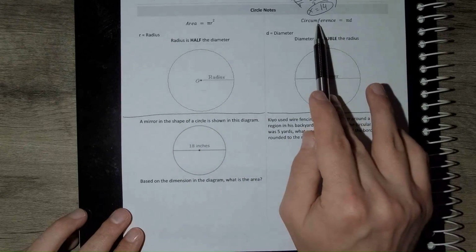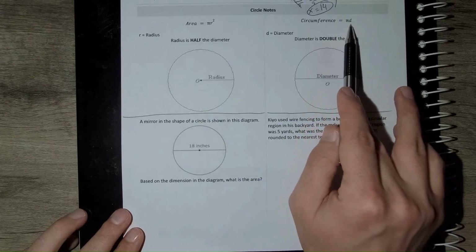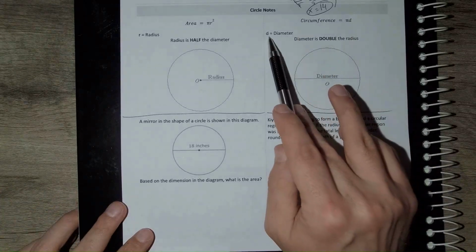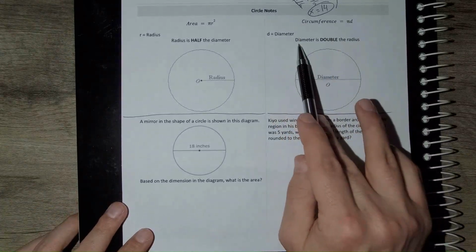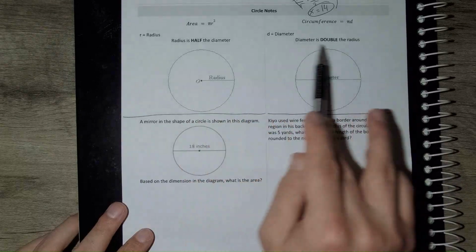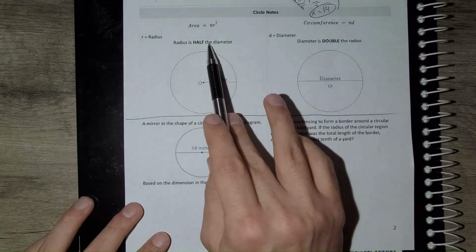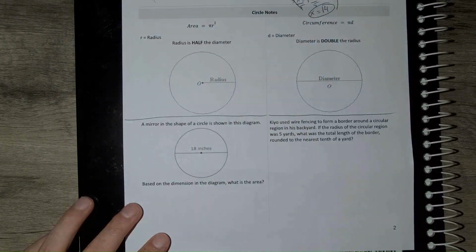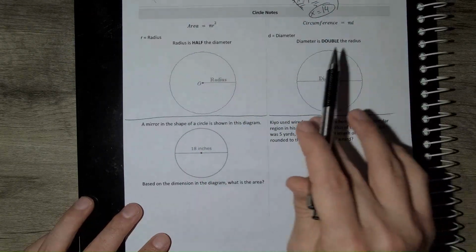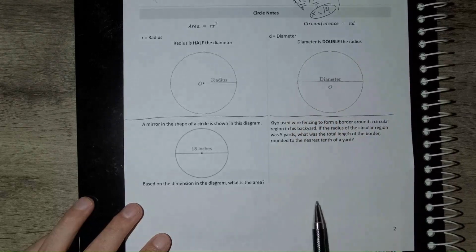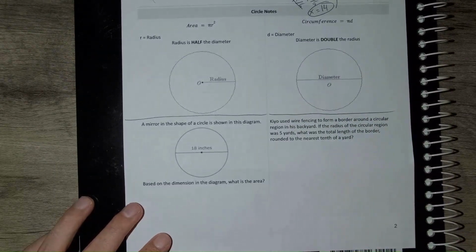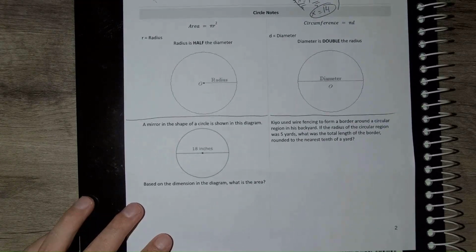As for circumference, the circumference is equal to pi times the diameter, or some of you may know it as 2 pi r. D is equal to diameter. The diameter is double the radius. This makes sense because if the radius is half the diameter, the reciprocal of a half is double, which is why the diameter is double the radius. So here we have the diameter of our circle, and we can now solve our problems.